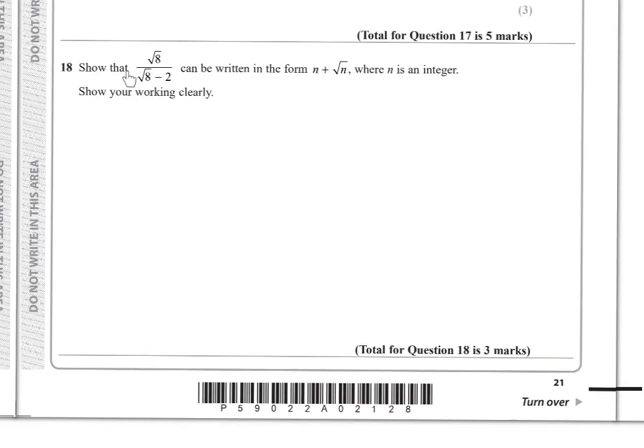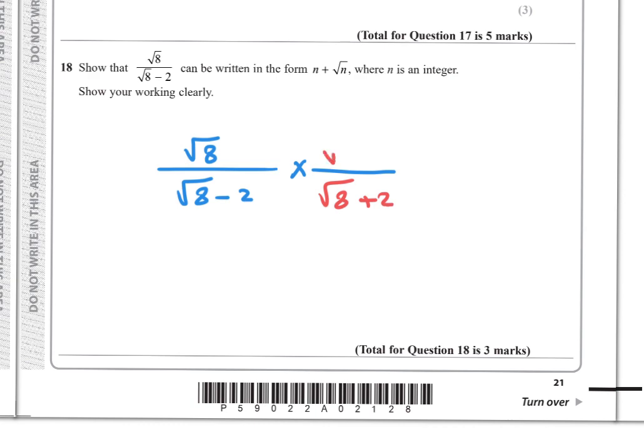Number 18, show that the square root of 8 over square root of 8 minus 2 can be written in the form n plus square root n, where n is an integer. Show your working clearly. We have square root 8 over square root 8 minus 2. We need to rationalize the denominator, to make the denominator a whole number, so we multiply by the conjugate of the denominator, which is root 8 plus 2, and multiply the numerator by root 8 plus 2.